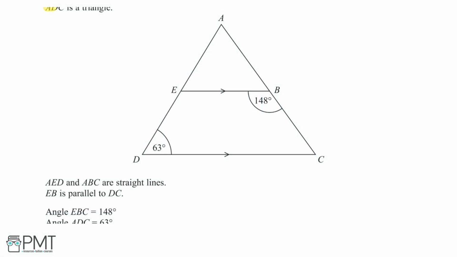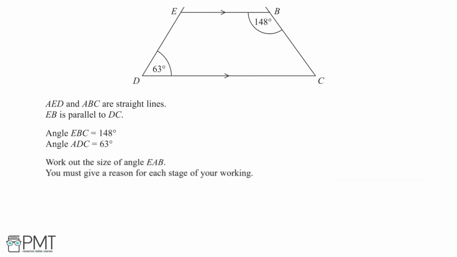We are told ADC is a triangle. So we have this triangle on our diagram, on our page here. We are told AED and ABC are straight lines and that EB is parallel to DC. Angle EBC is 148 degrees, angle ADC is 63 degrees.